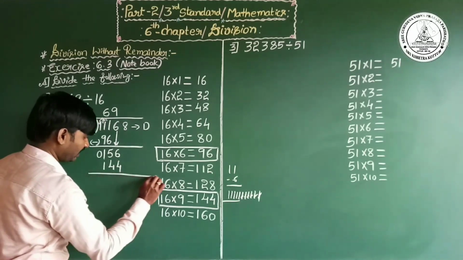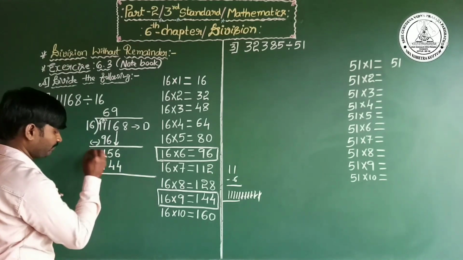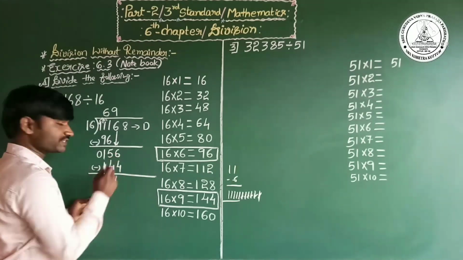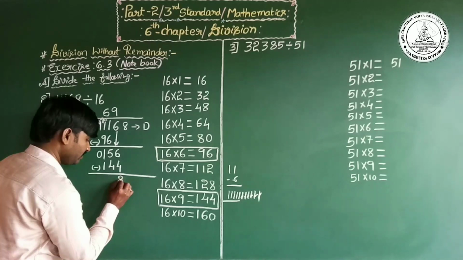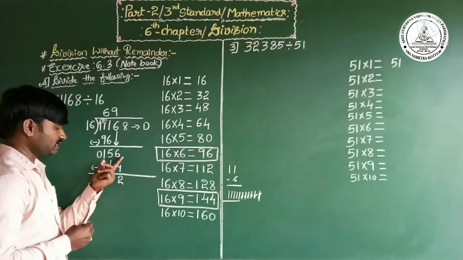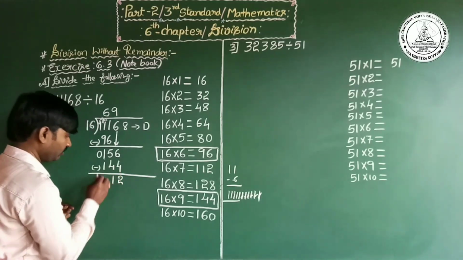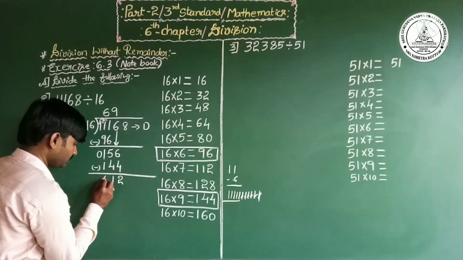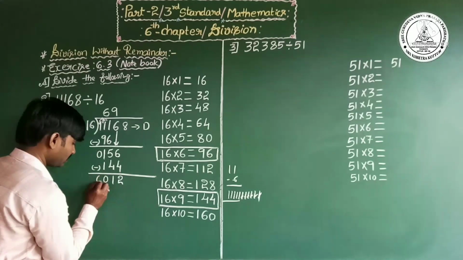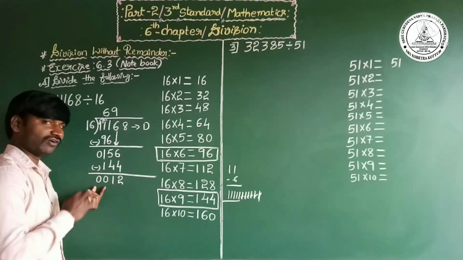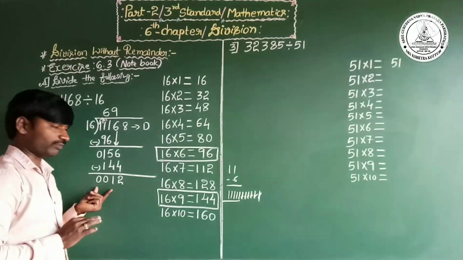Yes, now you subtract this number. 6 minus 4, yes, dear student, that is easy. You subtract 6 minus 4, you get 2. 5 minus 4, yes, 1. 1 minus 1, you get 0. This 0 also you write the same. This is right or not? That is not a problem. Okay.